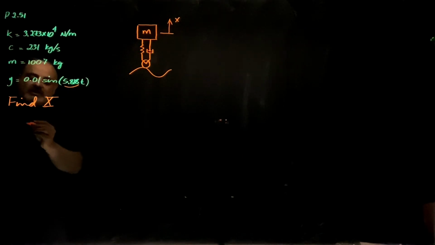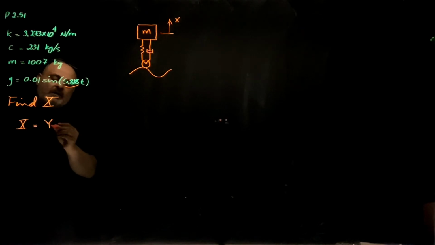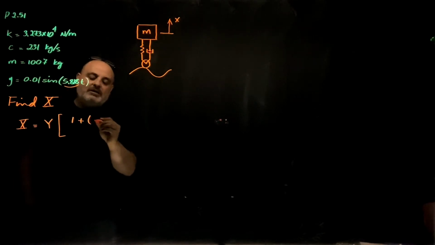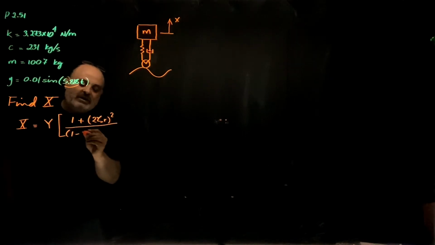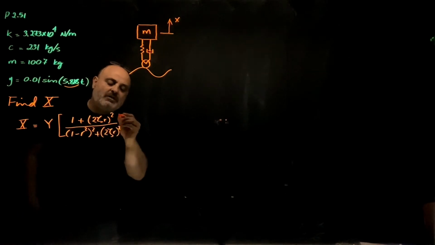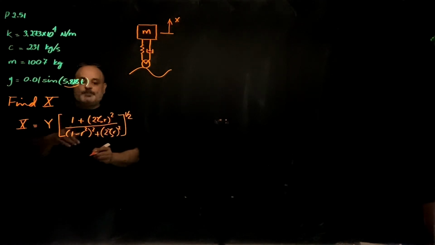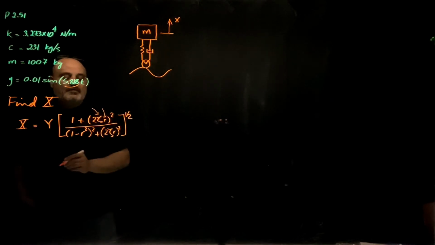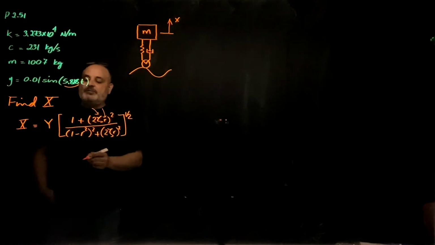This is a straightforward problem, because we know that x is equal to y times the square root of 1 plus (2 zeta r) squared, divided by (1 minus r squared) all squared plus (2 zeta r) squared. So all I need to do is to find r, zeta, and y is given, so that I can determine x.